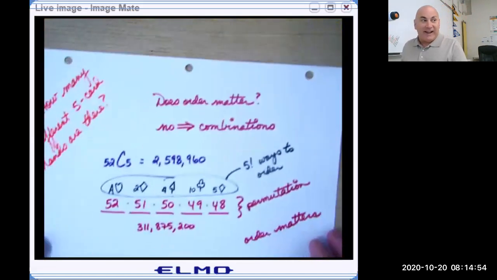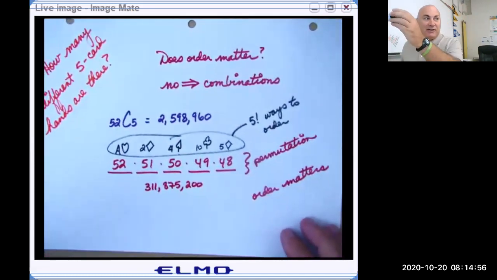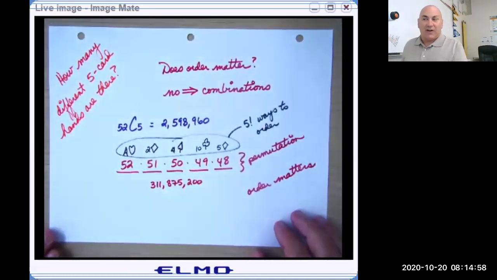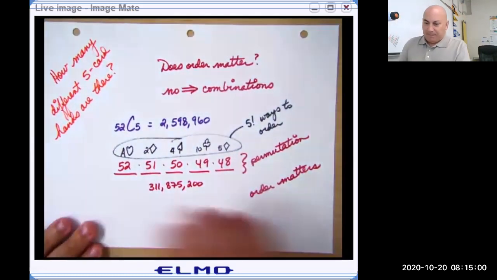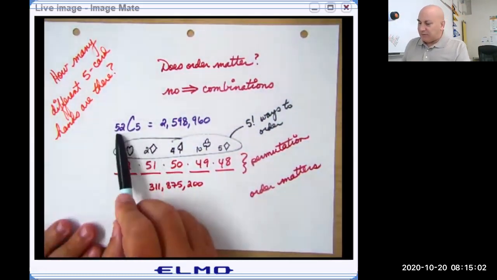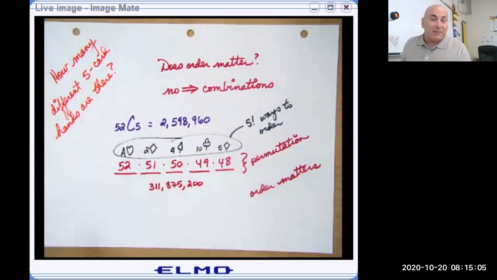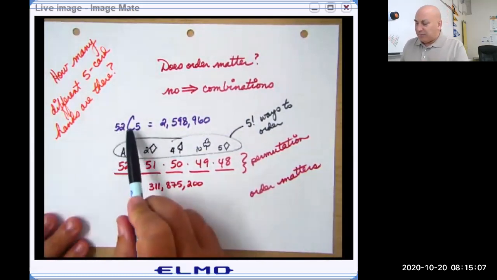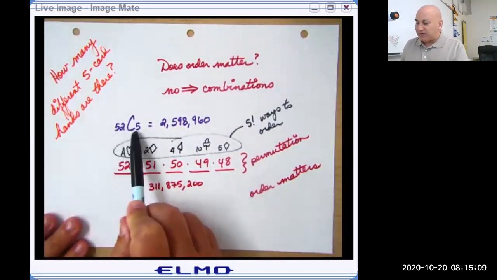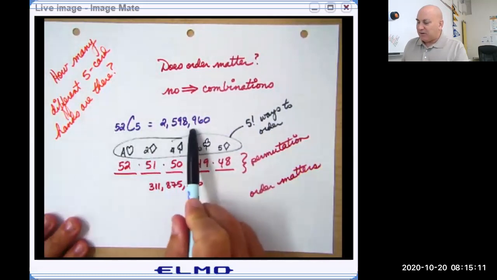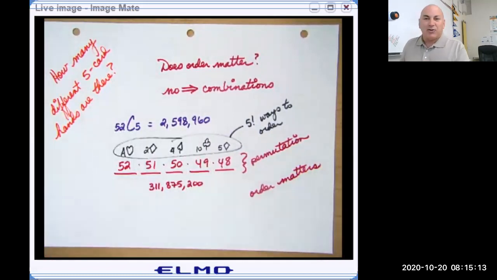So if you're playing some poker, how many different 5-card hands are there? In other words, how many different ways can you be dealt 5 cards? And it turns out the number of combinations, because it doesn't matter in what order you're dealt them, the number of combinations of 52 objects taken 5 at a time is about 2.6 million.